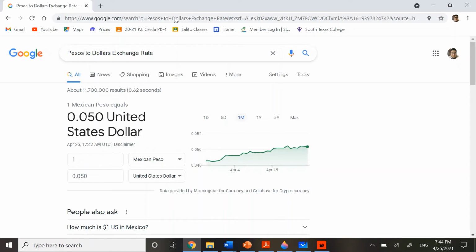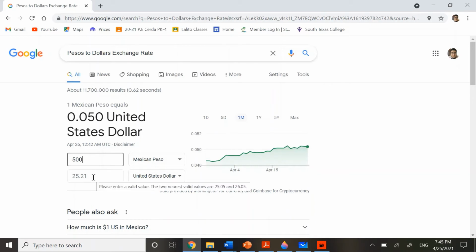Here you have a calculator that Google offers, in which you can estimate how many dollars you will receive for any amount of pesos. So let's play around with it just a little bit. Let's say you have 500 pesos. That means that in terms of dollars, that's going to equal out to $25.21 with this exchange rate.